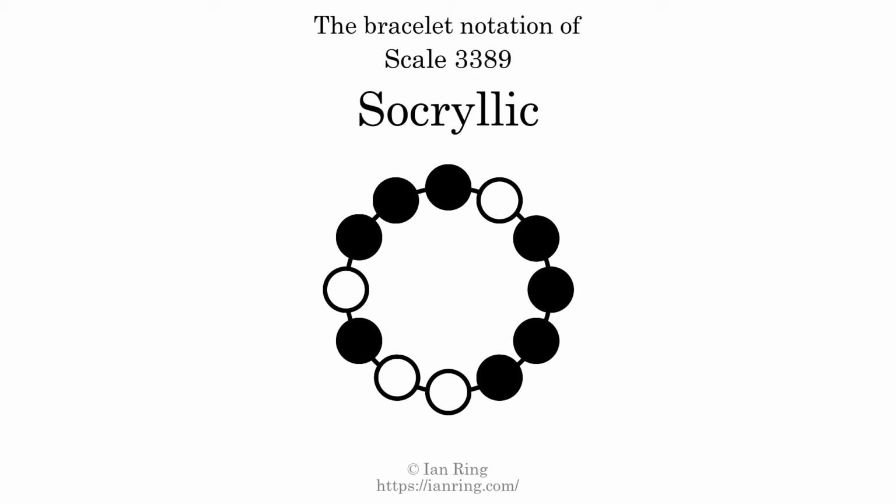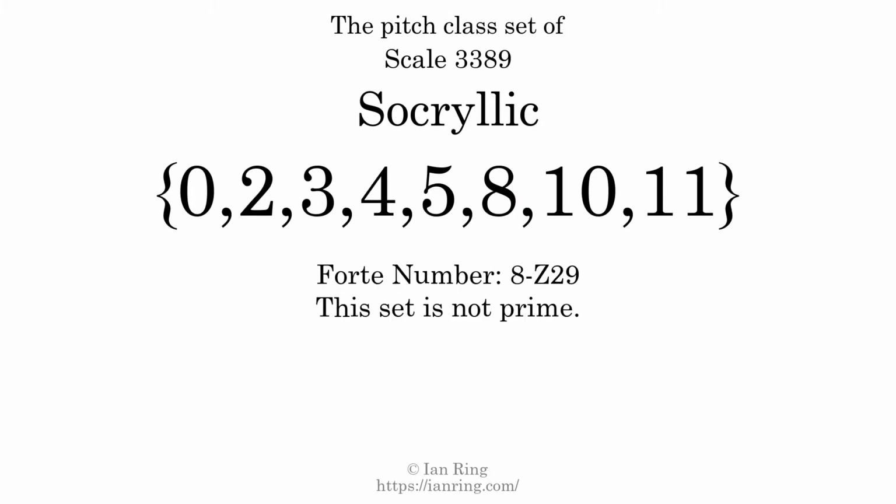This is a bracelet notation diagram of scale 3389. The shaded circles represent tones that appear in the scale, and they are read clockwise, starting at the top. The pitch class set for this scale is 0, 2, 3, 4, 5, 8, 10, 11. The forte class is 8Z29. This set is not prime.